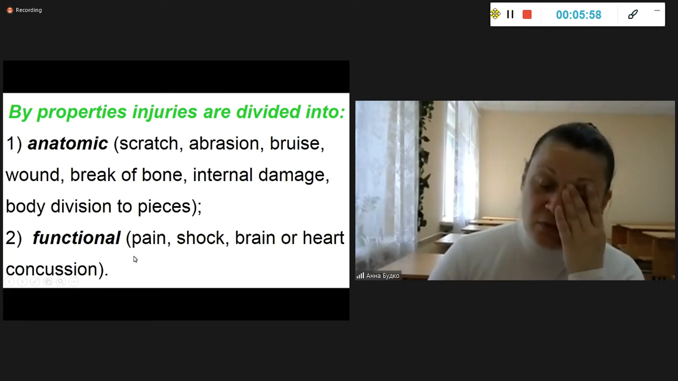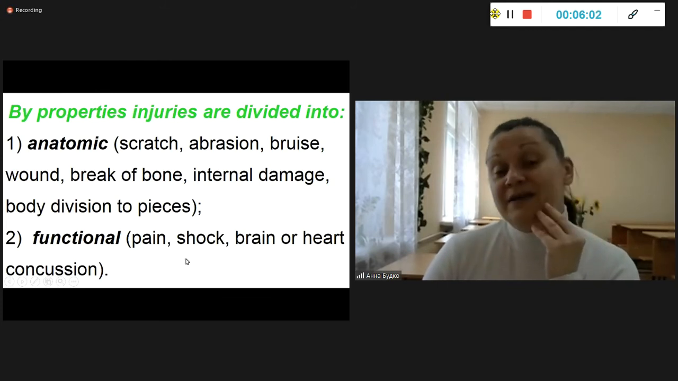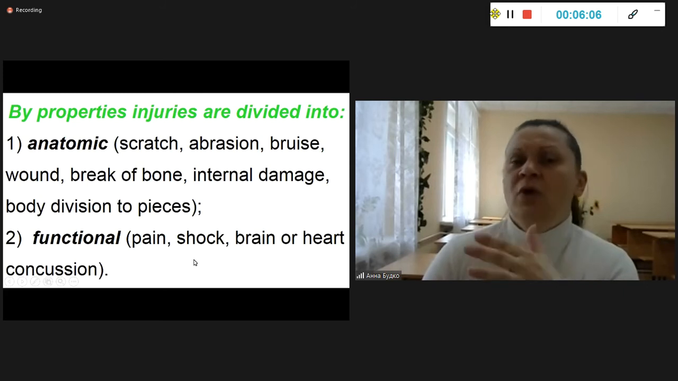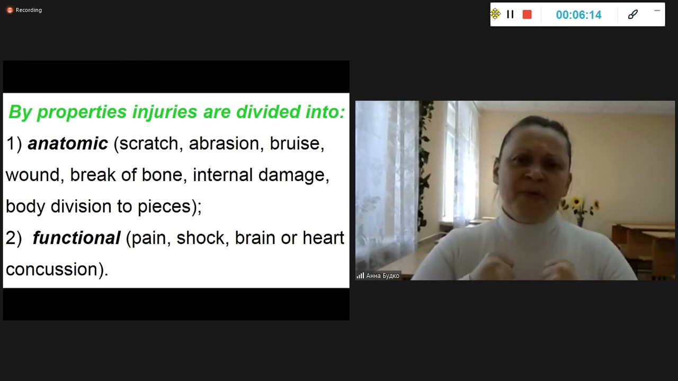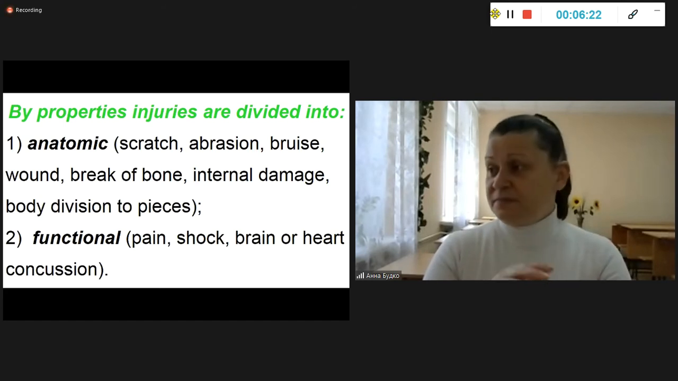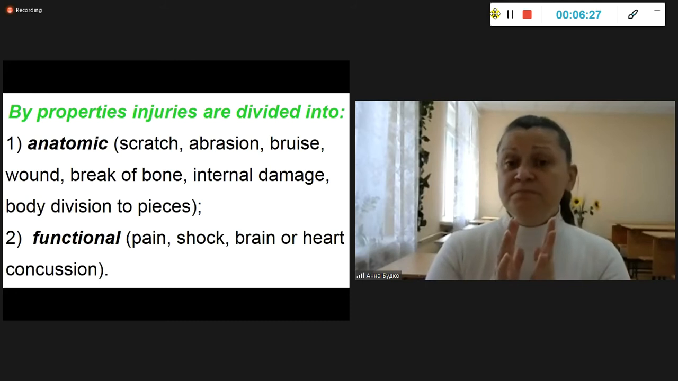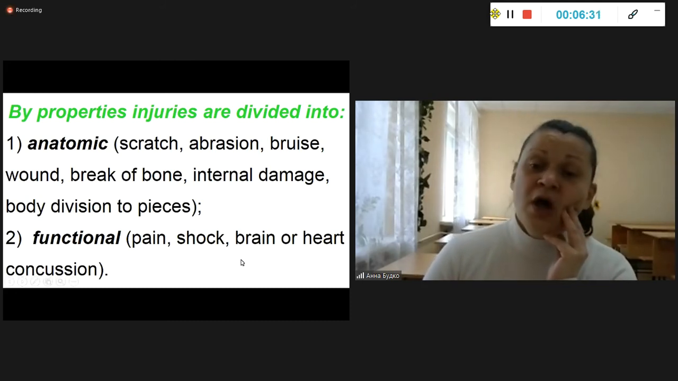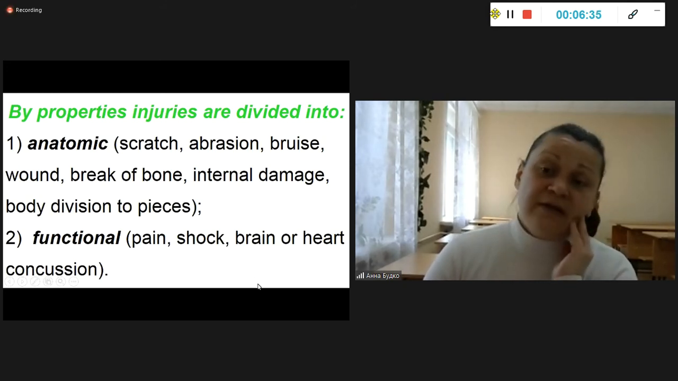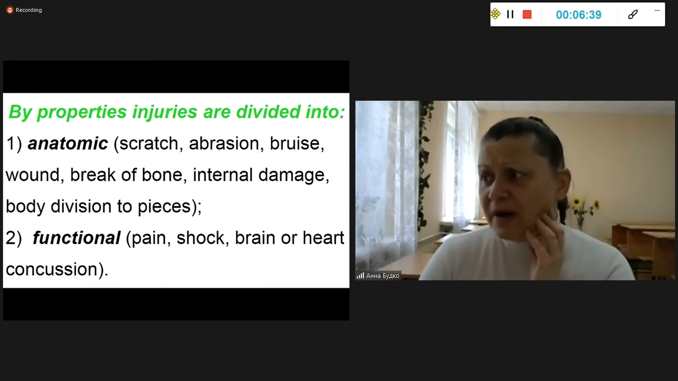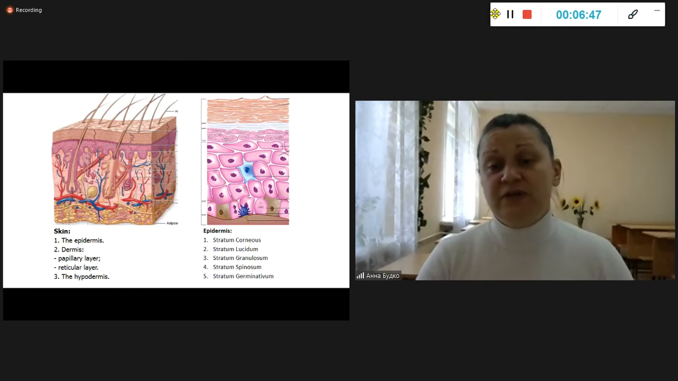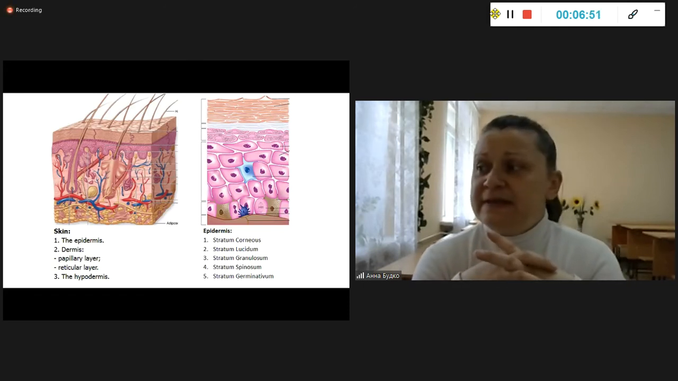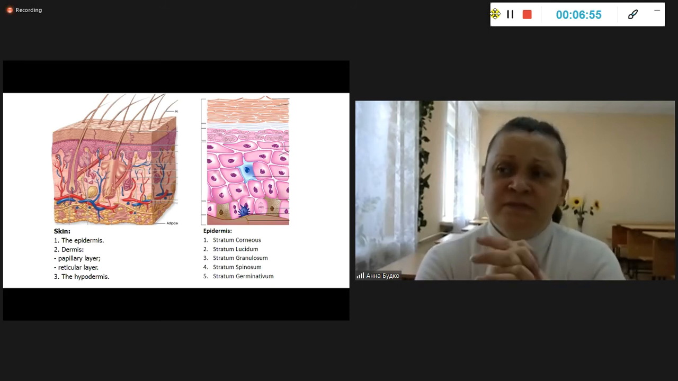And in our classification, the second group of injuries is functional injury. If we take functional injury, my dear friends, this is pain. In all situations with trauma, acute sharp pain is formed in our organism. Next, edema, hyperthermia, hyperemia, and loss of function. But first, pain. Next, functional injuries include shock and contusion of the brain, maybe heart, maybe lung, and other organs. Paralysis is a functional injury too.